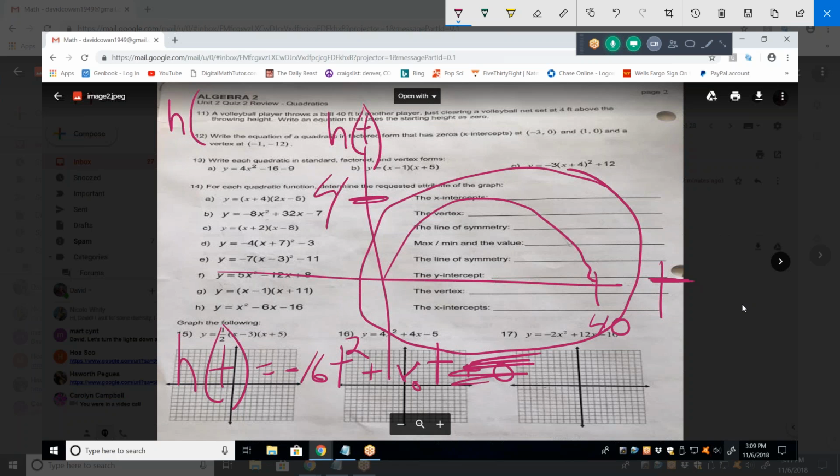Now, what they did not give us was v sub 0. They didn't tell us what velocity she threw it at, but we're going to be able to figure that out, okay? Because we know the vertex comes at 4 feet and it comes halfway between, right? So the vertex must be at 20, 4.